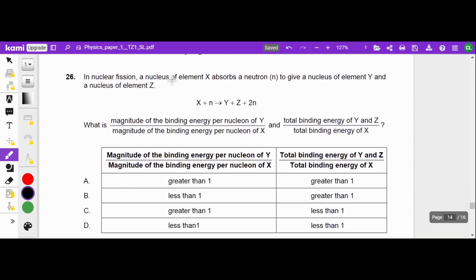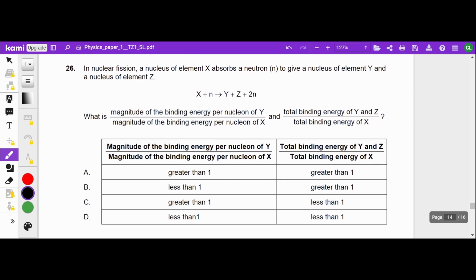In nuclear fission, a nucleus of element X absorbs a neutron N to give a nucleus of element Y and a nucleus of element Z. What is the magnitude of the binding energy per nucleon of Y over the magnitude of binding energy per nucleon of X, and the total binding energy of Y and Z over the total binding energy of X?